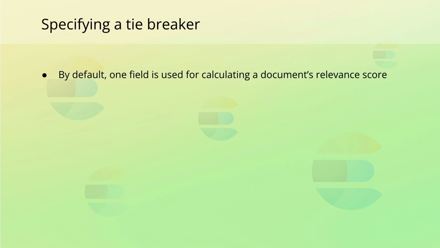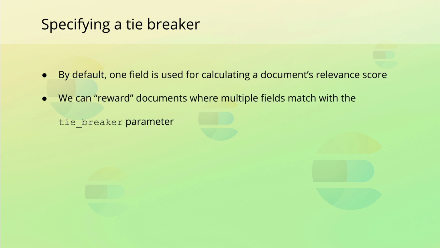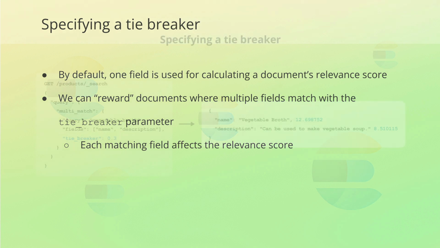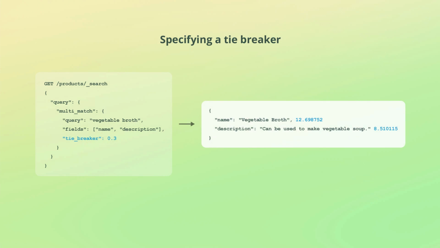I do want to show you one way of adjusting this default behavior, with something called a tiebreaker. By default, multiple fields are searched, but only one field per document is taken into account in terms of relevance scoring. We might want to reward documents where multiple fields match. By defining a tiebreaker, we can incorporate all matching fields into the relevance scores for the documents. Let's take a look at an example to see how this works.